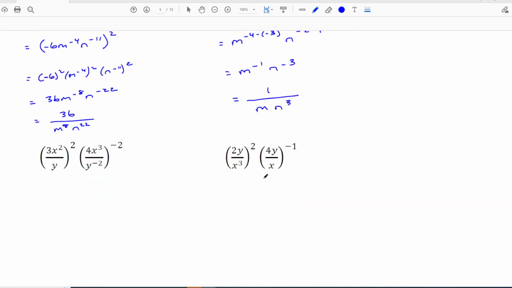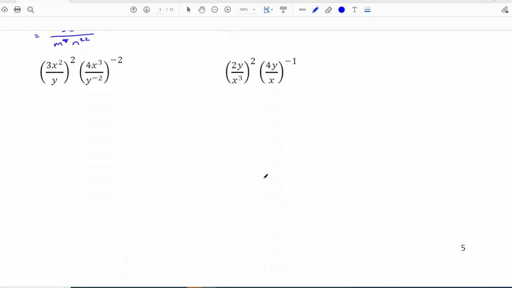Awesome. Last two, so these are meant to be hard. If you haven't practiced other questions first, maybe do that before you do these two, because this is just involving power rules, quotient rules, product rules, negative exponents, all the things.